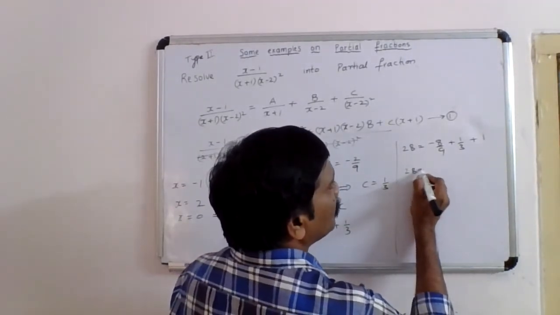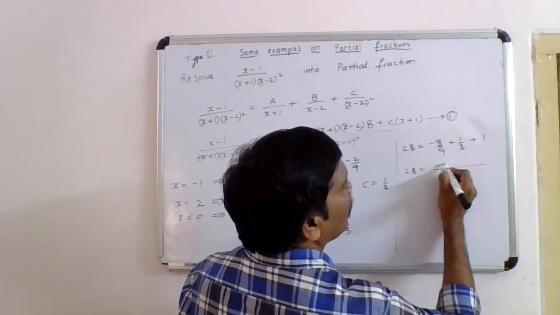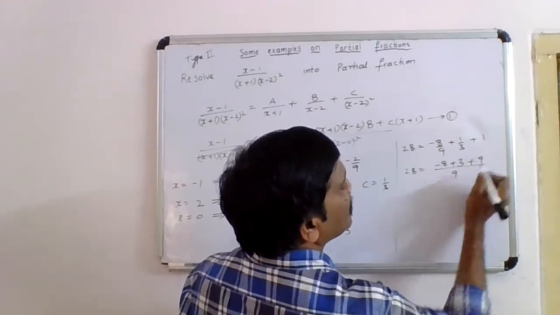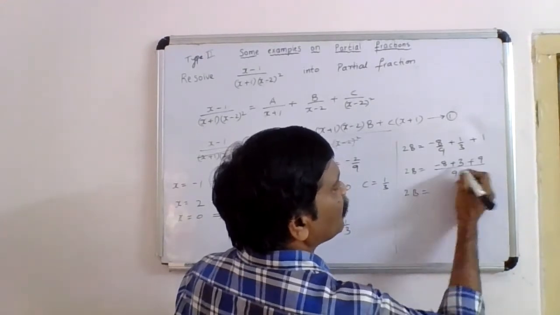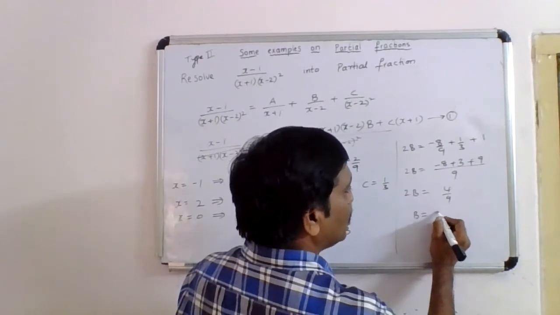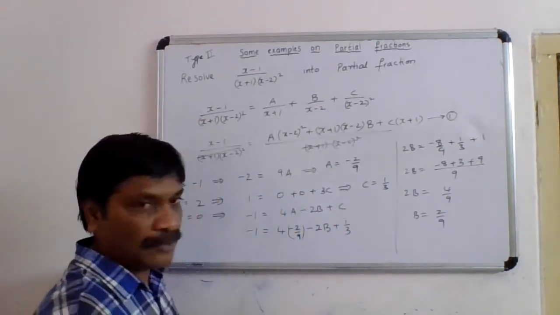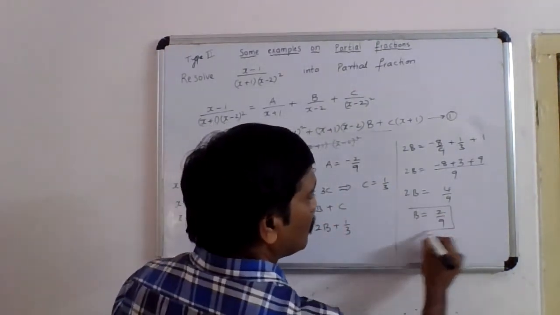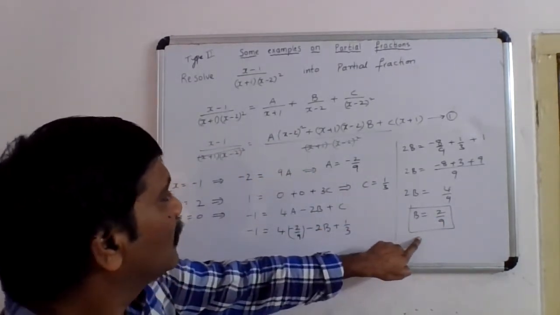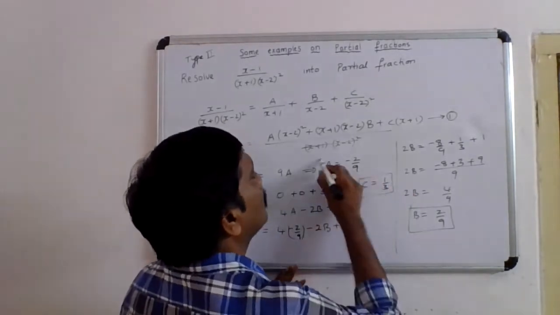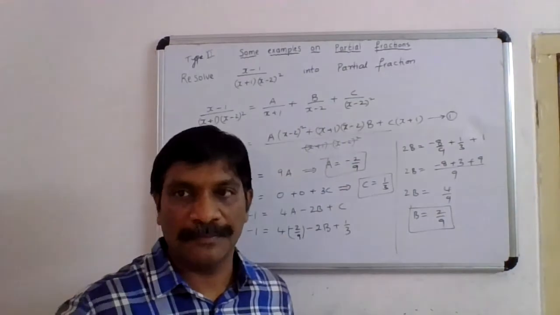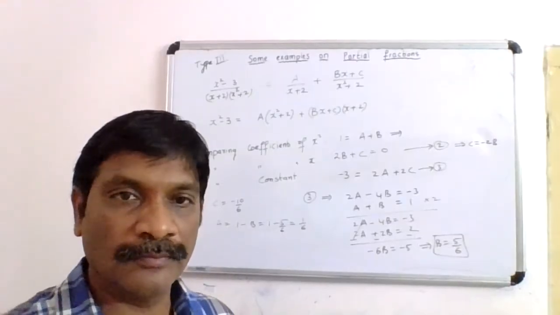So 2b is equal to, LCM is 9, minus 8 plus 3, 3 is 9, plus 9 here. So 2b is 12 minus 8 is 4 by 9. So if I divide by 2 on both sides, it is 2 by 9 again. Thus we got b. Now substitute a, b and c here to get the answer.